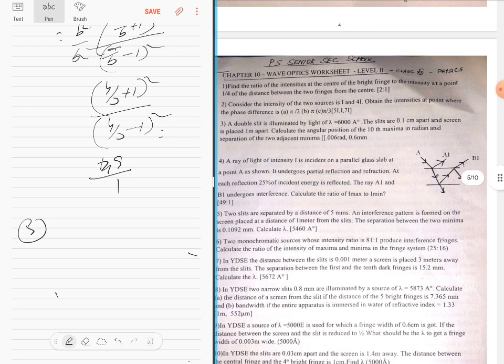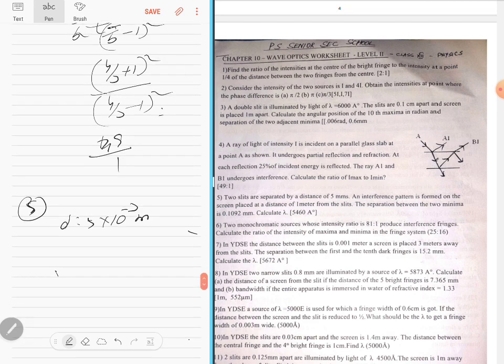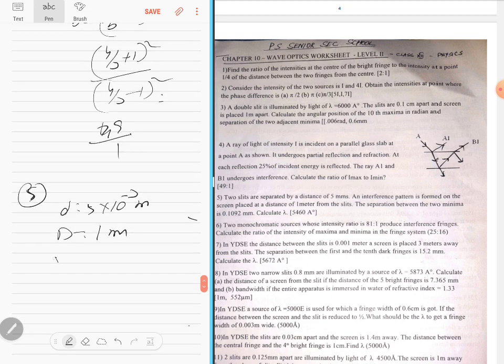Let's go to the next, which is the fifth sum. The two slits are separated by a distance of 5 into 10 to the power minus 3 meters. An interference pattern is formed on the screen placed at a distance of capital D equal to 1 meter. The separation between the two minima, which means the fringe width itself, is 0.1092 millimeter, because in interference it's all uniformly spaced.